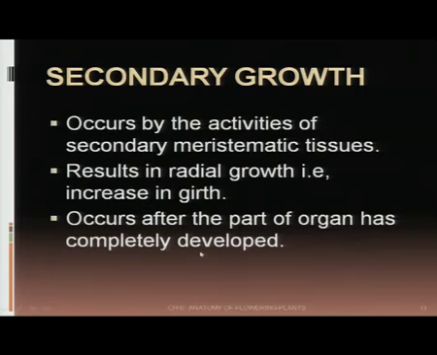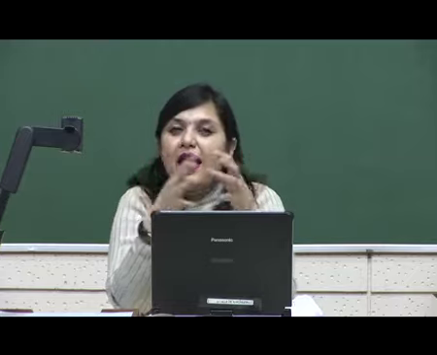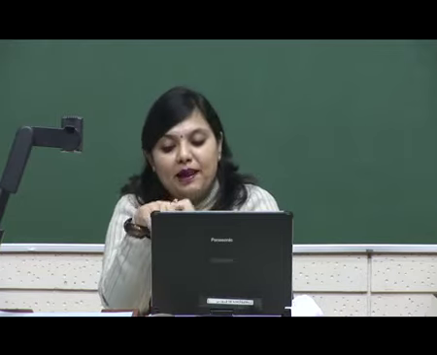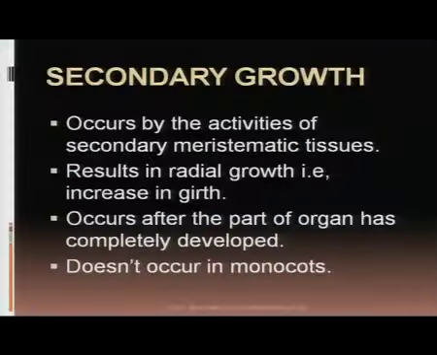This is again a very important point. While the primary growth is concerned with the growth and development of the organ as a whole, secondary growth is concerned with the later maturation. So, it will occur only when the part has completed its growth, and once the secondary growth has started, primary growth will not take place in that particular region or that particular part of the plant. Lastly, the secondary growth does not occur in monocots.